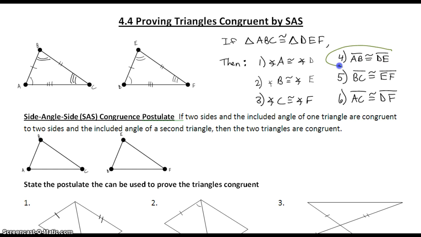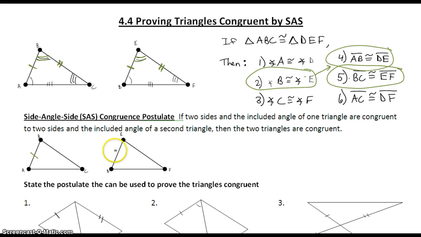If we have a pair of congruent sides and another pair of congruent sides, and the angle between those two sides, in this case angle B and angle E, congruent to each other, then that's enough to prove that the triangles are congruent by side, angle, side.